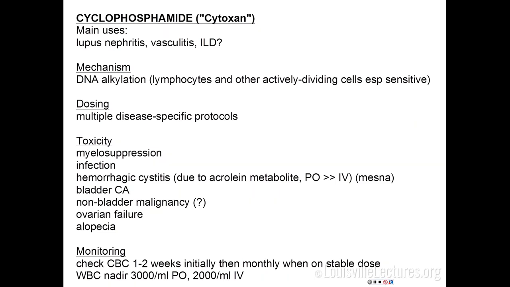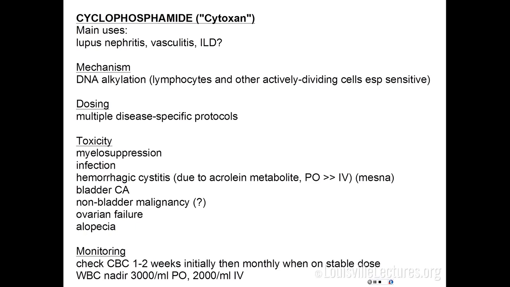The main toxicity is myelosuppression, infection. We don't see as much of the hemorrhagic cystitis. Less common with the IV. And I think most people, at least in rheumatology, we've kind of moved away a lot from the PO Cytoxan to the IV Cytoxan. And it's because of this metabolite, this acrolein metabolite, that accumulates in the bladder. So if you have somebody on daily oral Cytoxan, there's a continuous supply of acrolein being delivered to the bladder mucosa, which will cause hemorrhagic cystitis and make them more susceptible to bladder cancer.